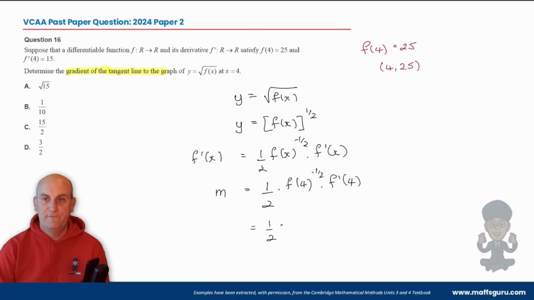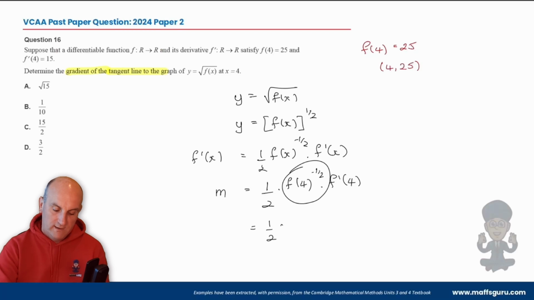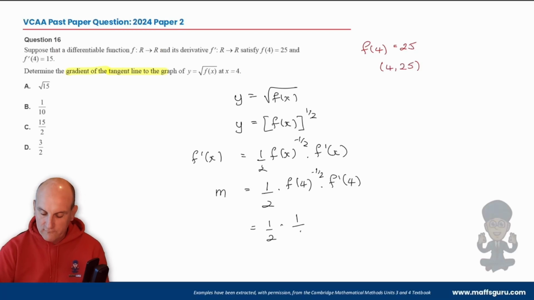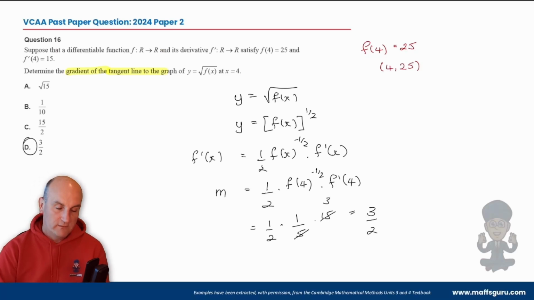Do we know what f of 4 is? Well, yes, it told me the f of 4 was 25. So now I've got 1 on the square root of 25, which is 1 on 5. So that's going to be 1 on 5 times f dash of 4. And we know that f dash of 4 is 15. So I'm going to cross those through to give me 3, which is going to give me 3 on 2. And as far as I'm concerned, D is going to be my correct answer.